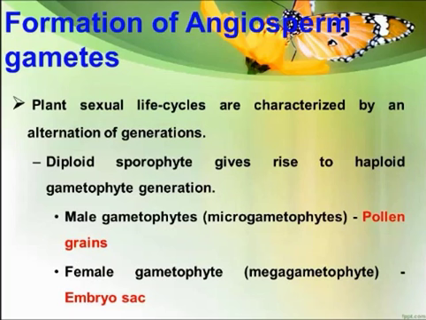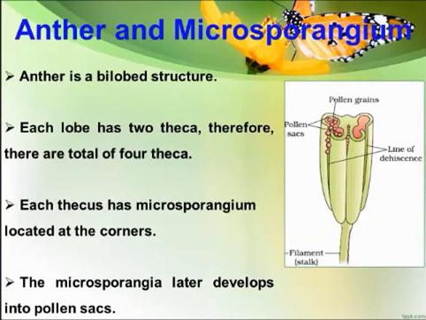The male gamete is the sperm cell and the female gamete is the egg cell. The mature male gametophyte, that is the pollen grain, develops the sperm, while the mature female gametophyte develops the egg cell. Now let's discuss the male reproductive pre-fertilization structures and events. So here first comes the anther and the microsporangium.